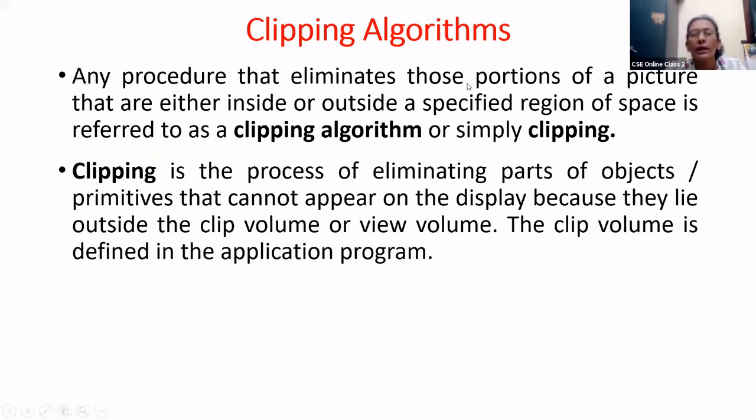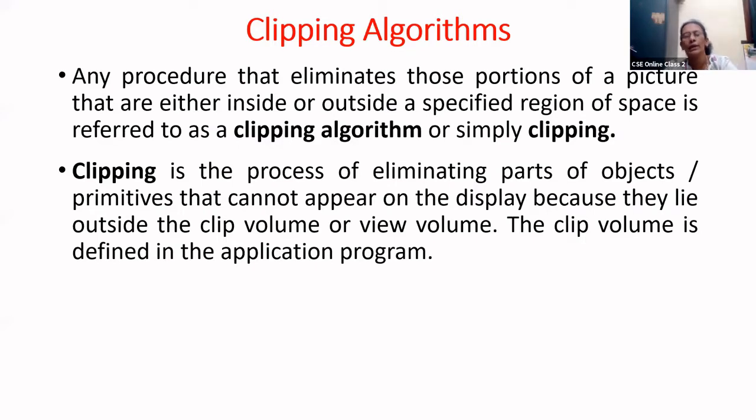The formal definition is: clipping is the process of eliminating parts of object primitives that cannot appear on the display because they are outside the clip volume or view volume. We have seen that in the last class, ma'am has explained. If you go to the top of a mountain, your view is so large, but we are not able to show the entire thing on a screen. How much can we see on the screen? Whatever we define inside the clipping window is what can be seen.